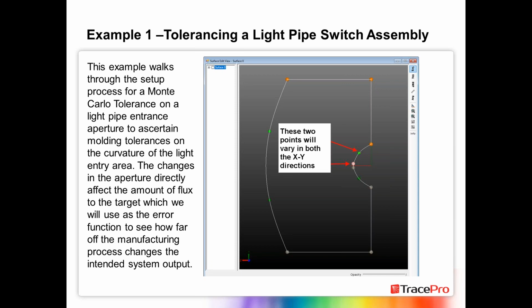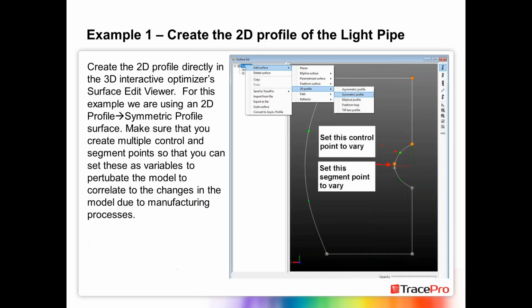So these are a couple of things that you might want to look at: during the manufacturing process, those control points move around a bit. Because of that, you get a different shape for that entrance aperture. That's what we're going to tolerance here and see how that affects the flux on our target right in front of the light pipe. After we've created this profile and pulled on the control and segment points, we want to set that control point, which is the little green dot there, to vary. And we want to set the segment point, which is the orange dot, to move around.